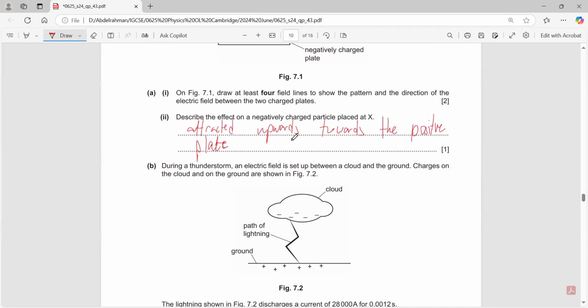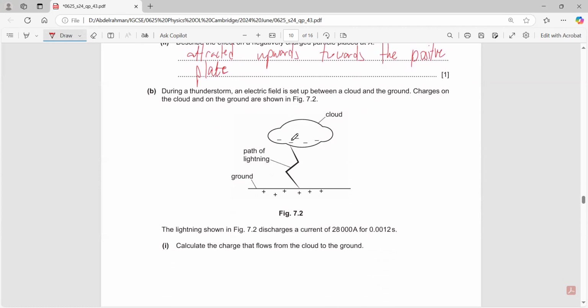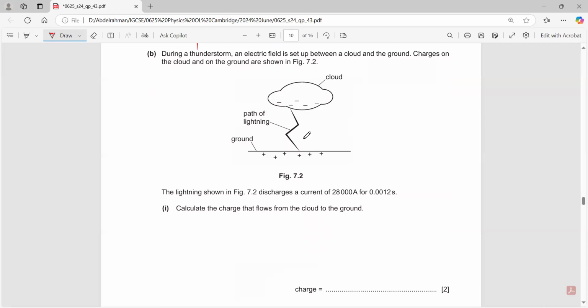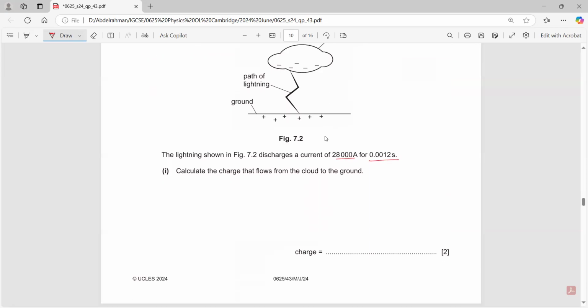During a thunderstorm, an electric field is set up between a cloud and the ground. The lightning shown in figure 7.1 discharges a current of 2800 amperes for 0.012 seconds. Can I find the charge? Yes. I equals Q over t, or Q equals It.